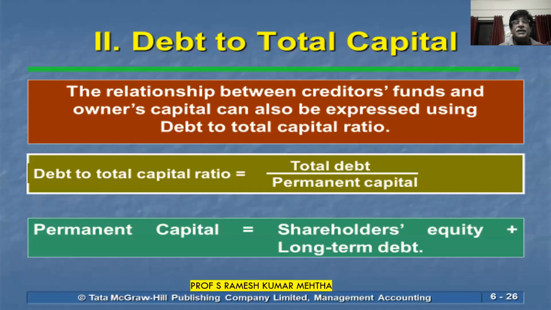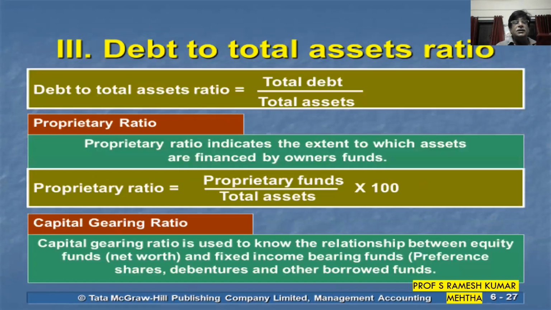Now there are other forms of debt to equity ratio. I will just skip this ratio, because the debt to equity ratio is the most important parameter to understand the company's solvency position. Next one. Now we have the debt to capital and total assets ratio. The next solvency ratios are capital structure ratios: the proprietary ratio and the capital gearing ratio. I will give you a proper illustration to comprehensively understand what a proprietary ratio and capital gearing ratio mean.